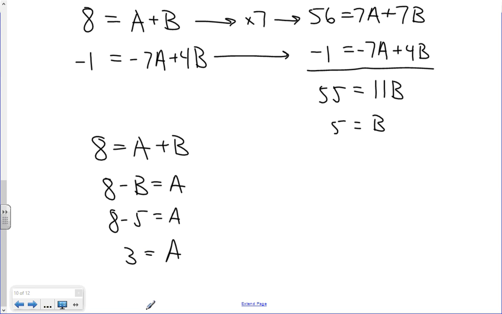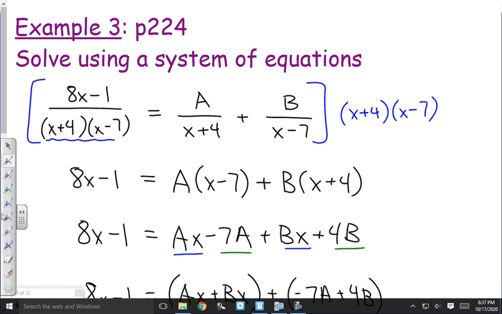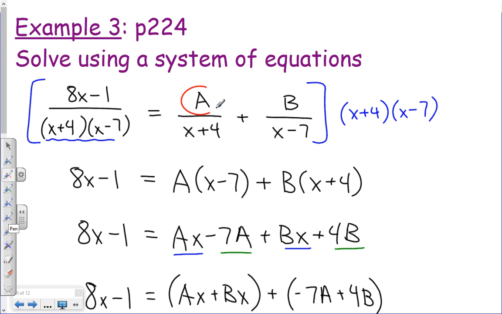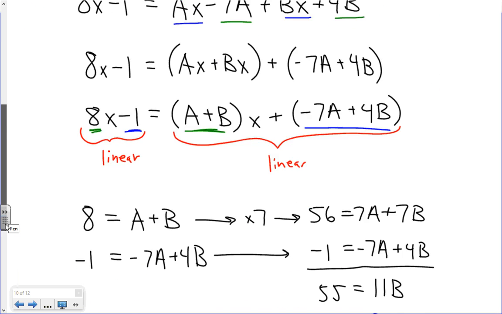Those are the numerators that I need. A is 3 and b is 5. That's these guys right here that I was looking for. Okay? So let's rewrite this down below.